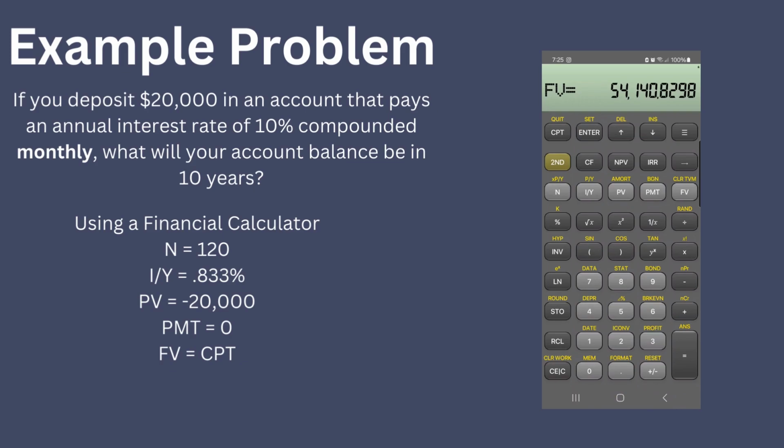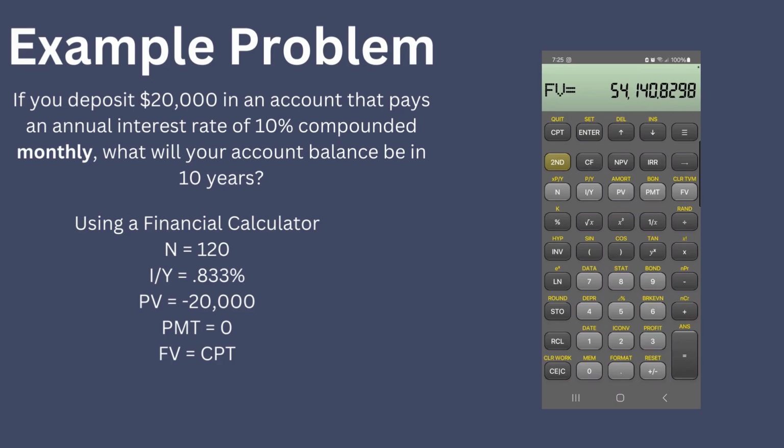So you see the difference here is that our future value is 54,140. Under monthly compounding, because everything is compounded month after month after month, we always end up with a higher future value the longer the compounding periods are. So monthly versus annually, it's going to be higher.